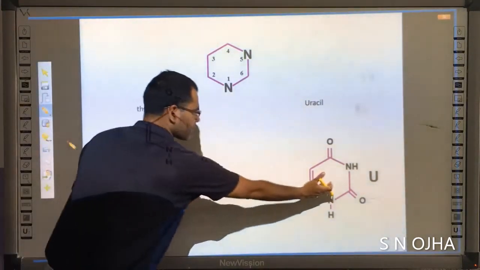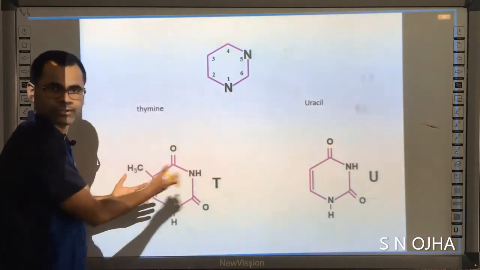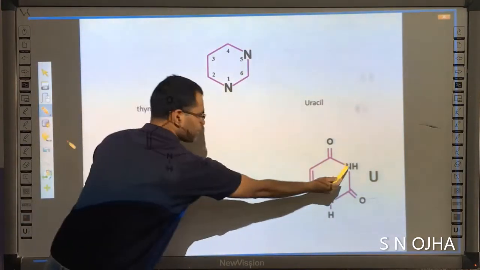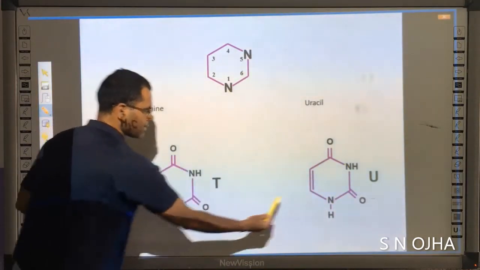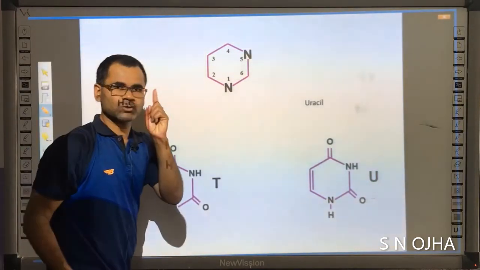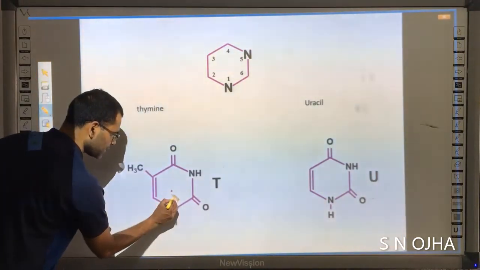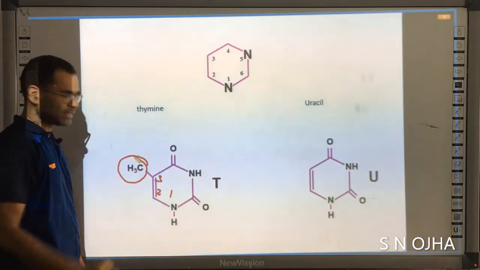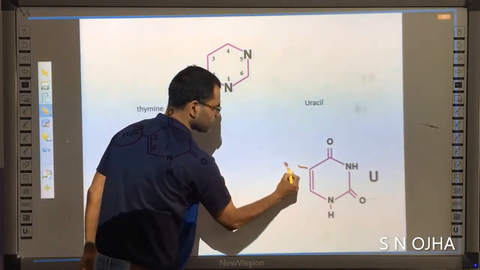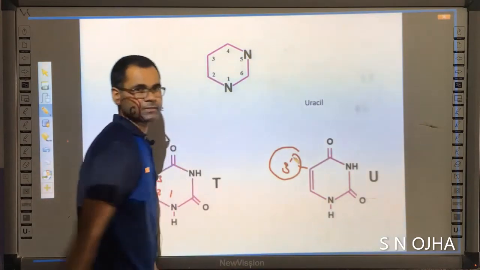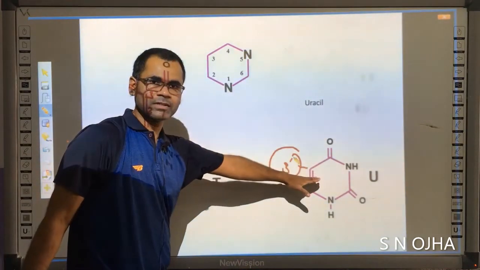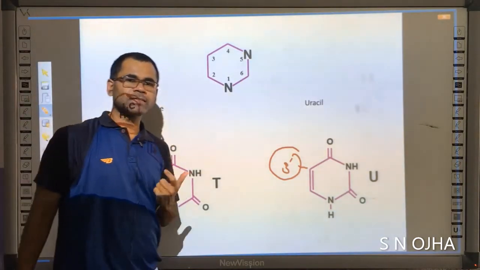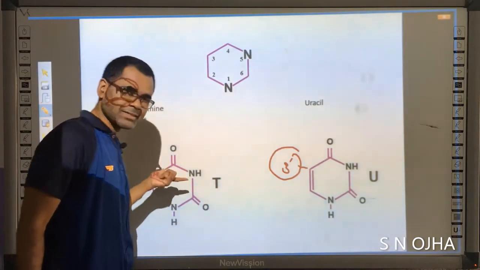If you compare the structure of thymine and uracil, you will not find any change. All are the same: ketonic group, aminic group, ketone, amine. There is only one change. This is first, this is second, this is third. At the 3' position, here there is a methyl group, and here nothing is present. Okay, only carbon is present. So this methyl group imparts extra stability to the thymine molecule.